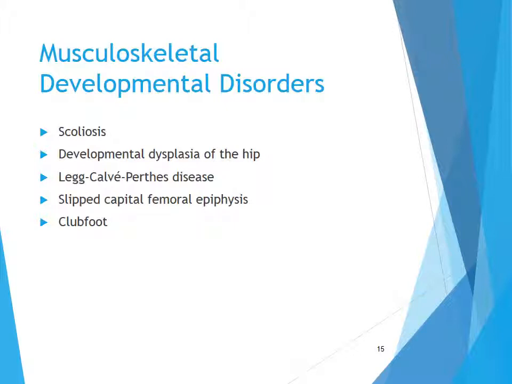You'll see prominence of the scapula or hip and leg length discrepancy. Complaints of back pain are considered atypical. This is why in school, boys and girls are screened on a regular basis for this. Girls can be screened at 10 and 12 years of age. Boys are screened at either 13 or 14 years of age.